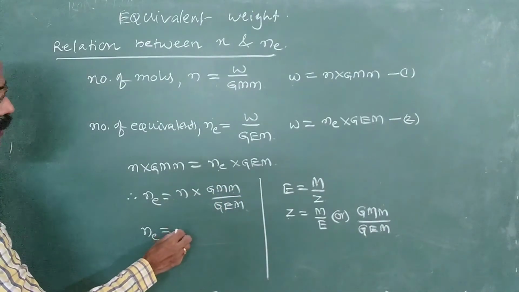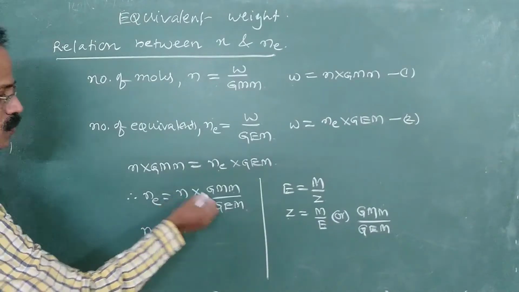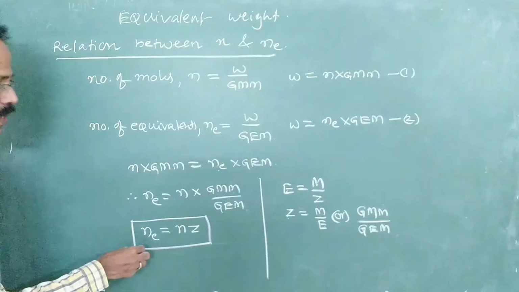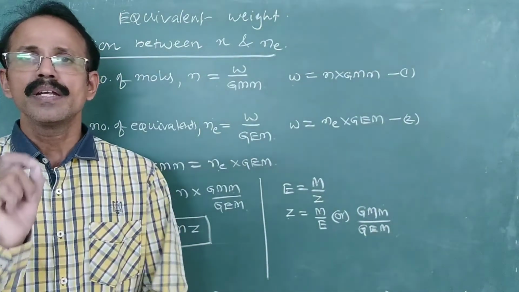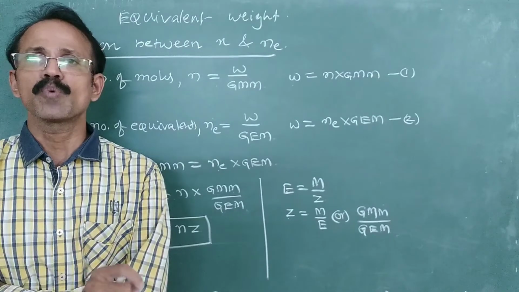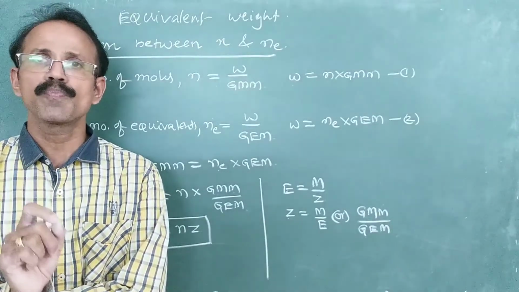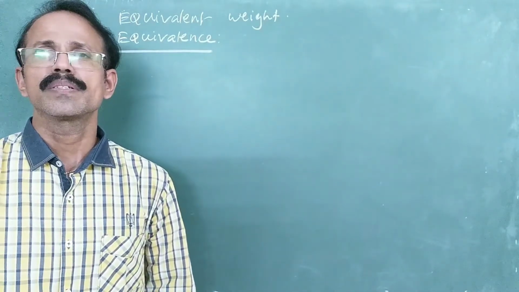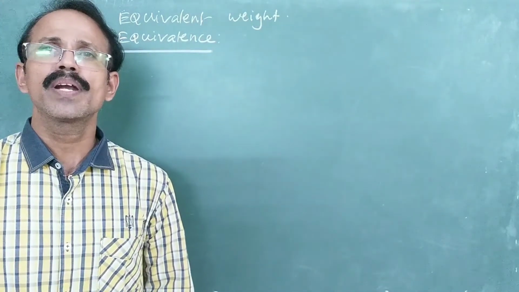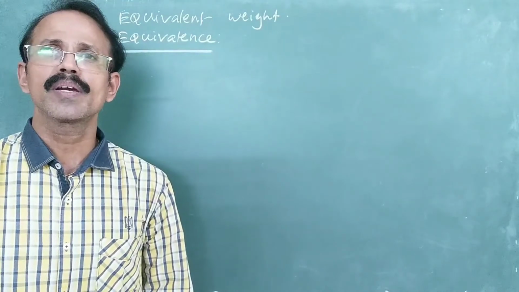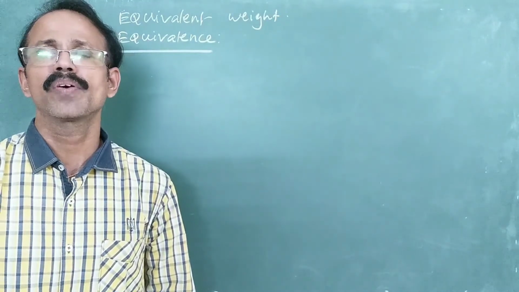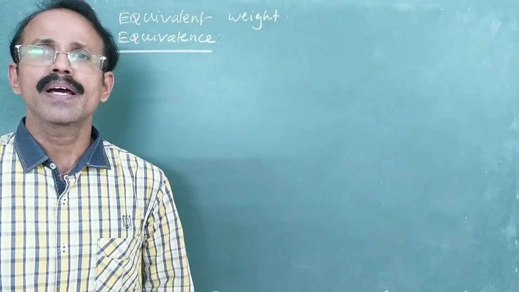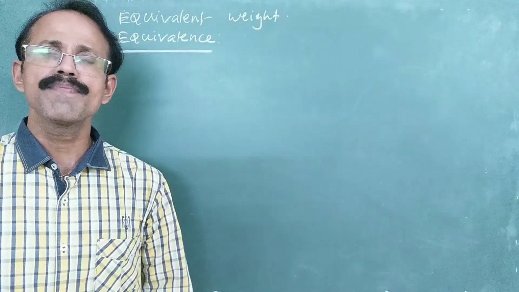Now number of equivalents is equal to what? Number of moles into valence factor. So this is the relationship between number of equivalents and number of moles. Number of equivalents is equal to number of moles into valence factor. Law of chemical equivalence: as per this, one equivalent of an element always combines with one equivalent of other element. I repeat, one equivalent of an element always combines with one equivalent of other element.